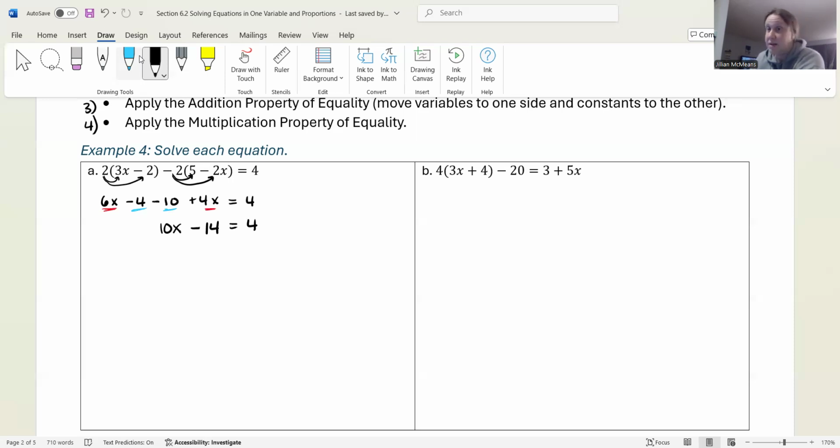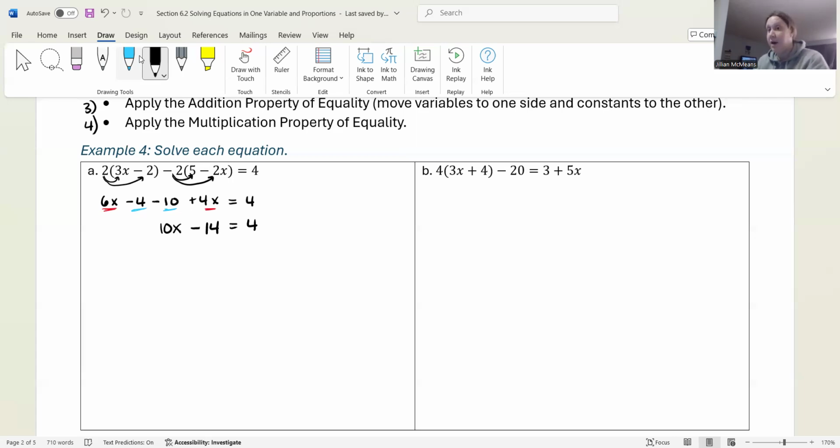And at this point, it's as simple as it can get until we start applying the properties. So we have a variable term and a constant on the left, and then we have just a constant on the right. Okay, now our goal for step 3 is to apply the addition property of equality. The whole purpose behind the addition property of equality is to get the variable terms all together in a single place, and then get all of the constant terms together on the other side of the equation. We only have one variable term, so I'm just going to isolate it.